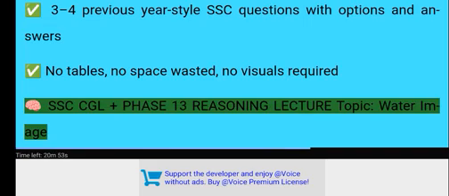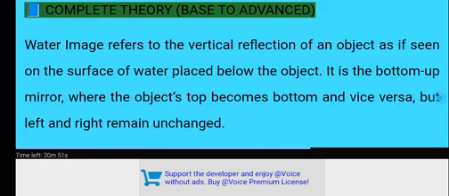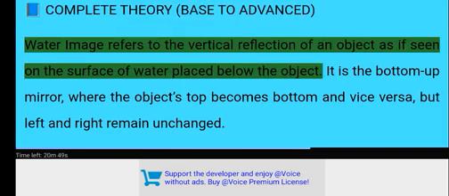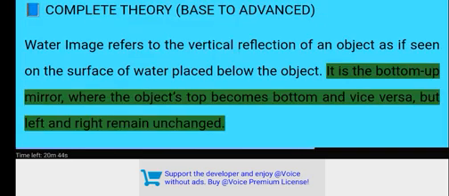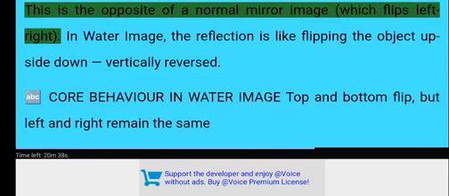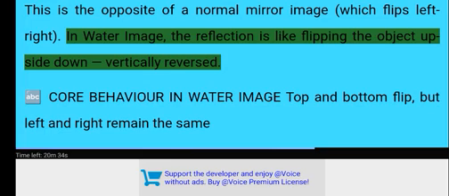SSC CGL plus Phase 13 reasoning lecture topic: water image. Basic to advanced theory. Water image refers to the vertical reflection of an object as if seen on the surface of water placed below the object. It is the bottom-up mirror, where the object's top becomes bottom and vice versa, but left and right remain unchanged. This is the opposite of a normal mirror image, which flips left and right. In water image, the reflection is like flipping the object upside down, vertically reversed.